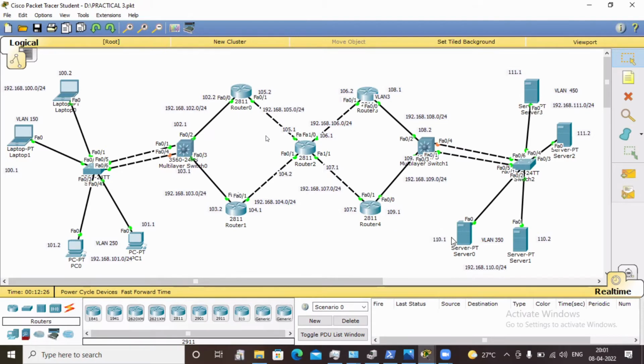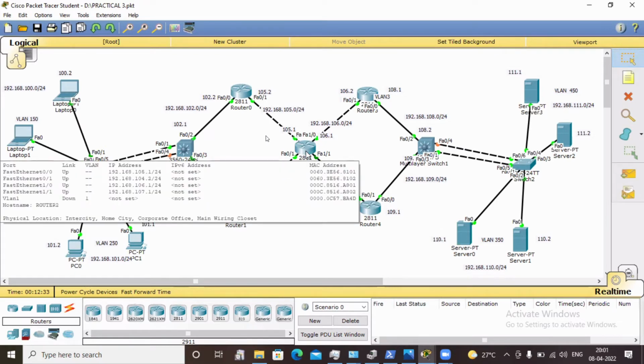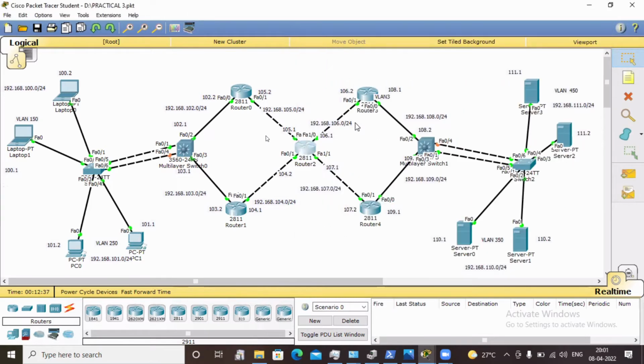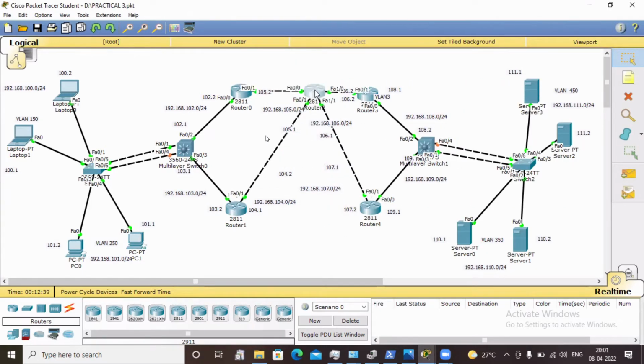So simply apply the ACL in the inbound direction. See the port numbers on router 2, which ports are connected to router 0 and router 1, and simply go to those ports and apply the ACL. That's it. FA0/0 and FA0/1.